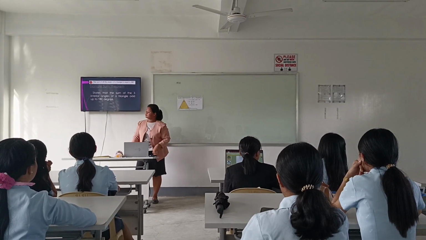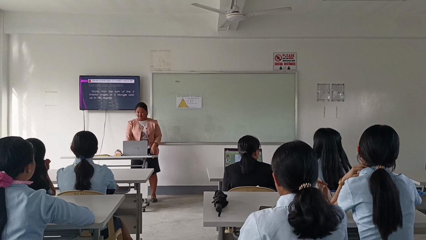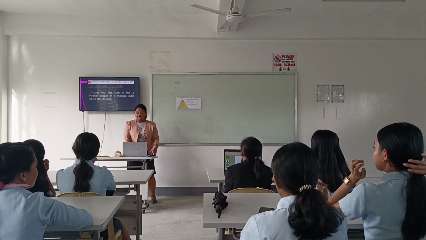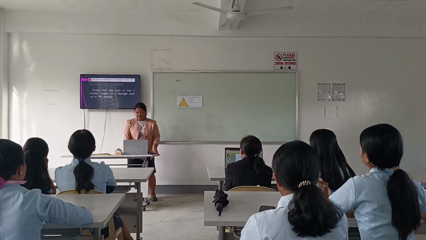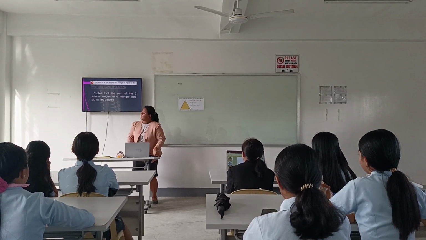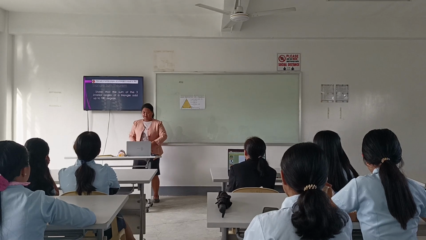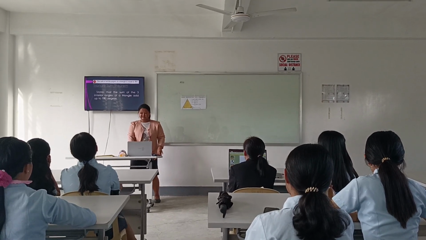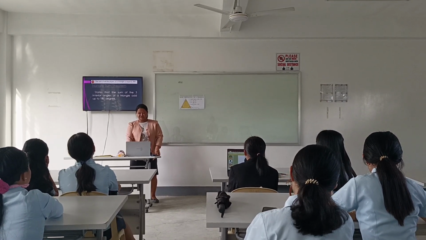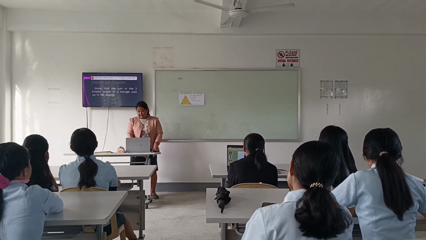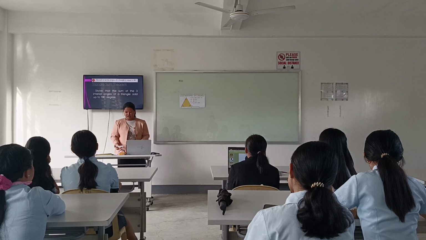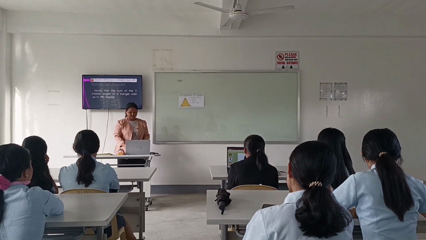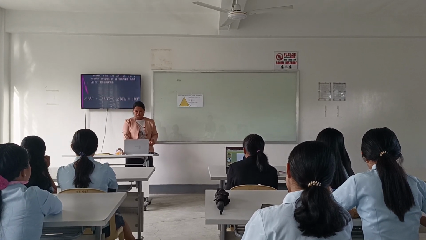Okay, first let us discuss the basic properties of the triangle. First, the sum of all the angles of the triangle is always equal to 180 degrees. We will have the triangle sum theorem that states that the sum of the three interior angles of a triangle add up to 180 degrees, or it is always equal to 180 degrees.